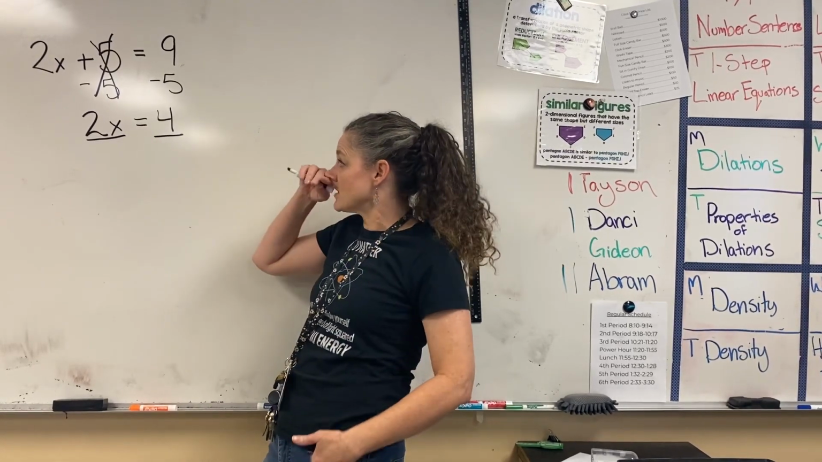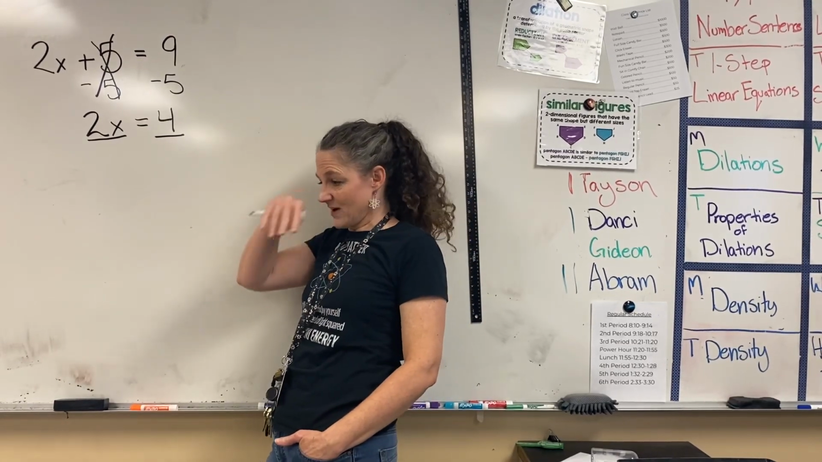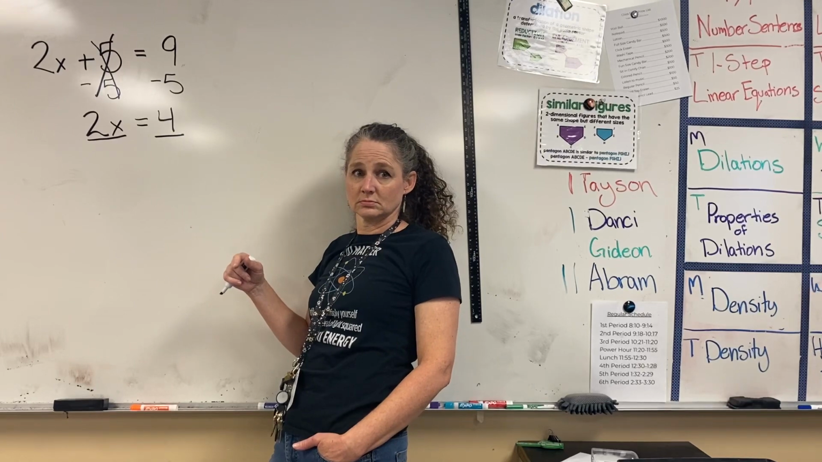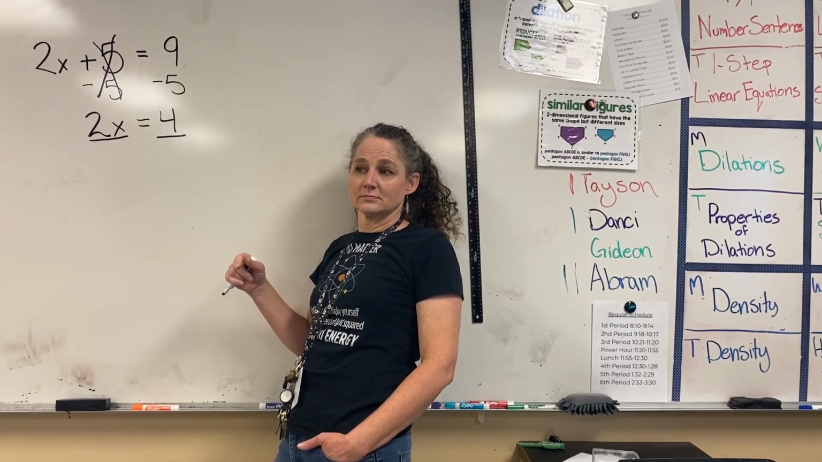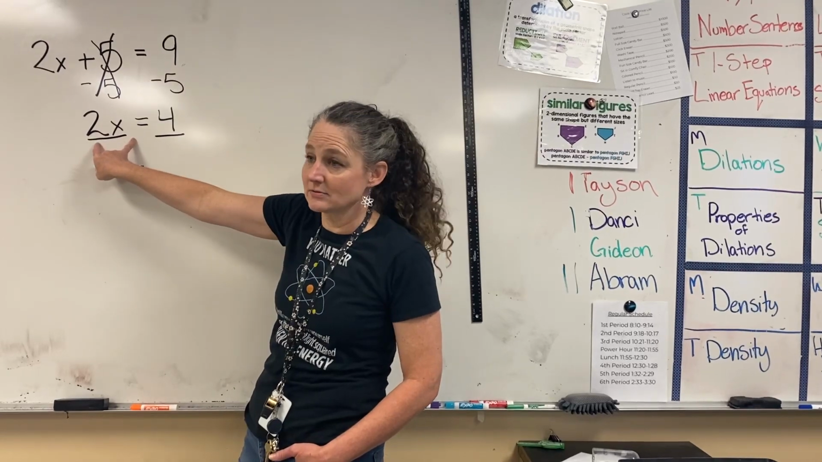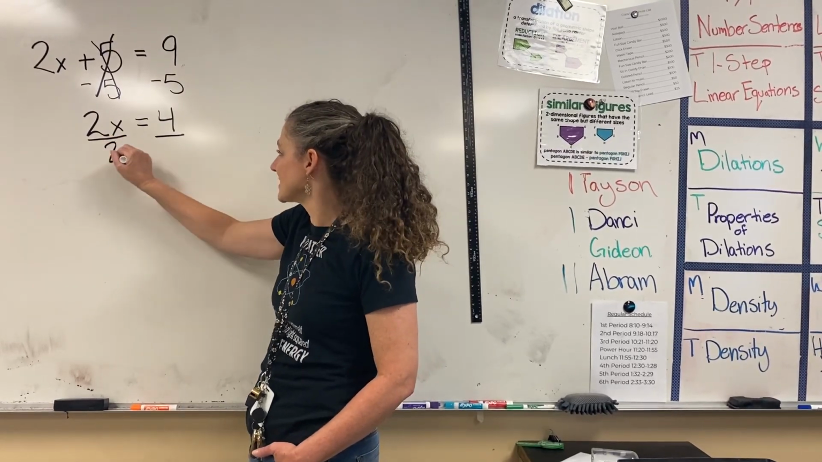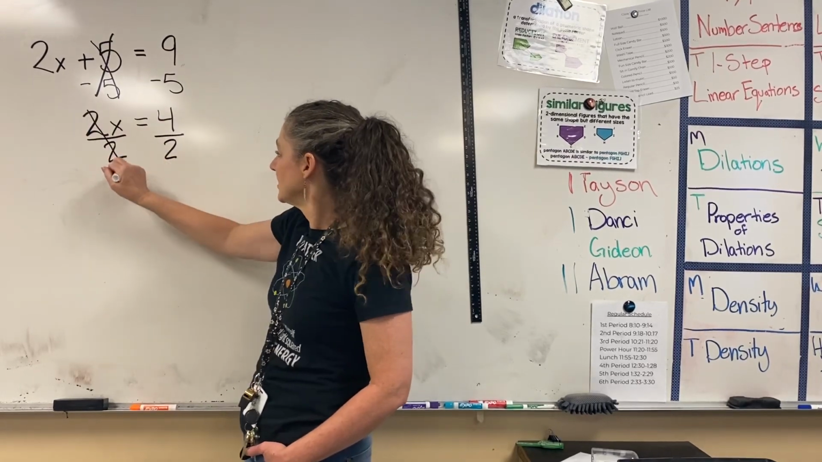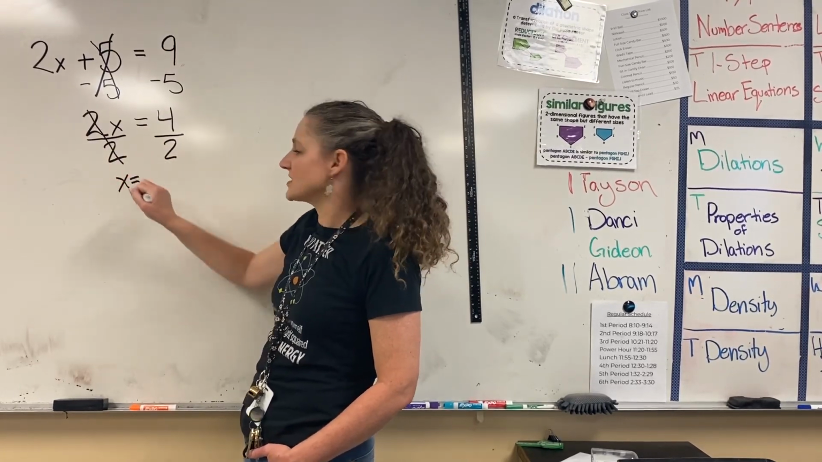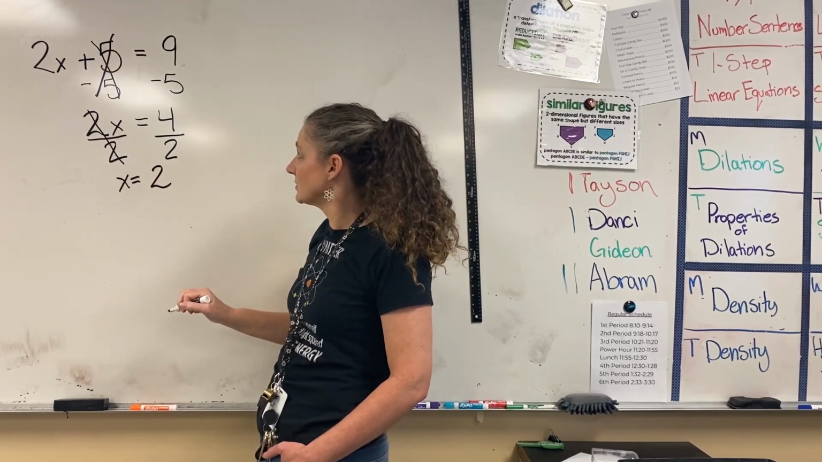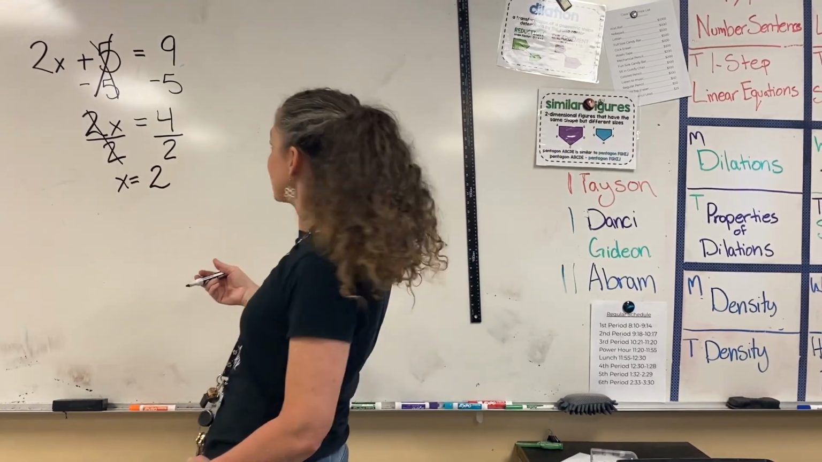Well, okay, so yeah, we know that we need to divide, but what do we divide by? 2 or 4? Why 2? Because that's what I'm multiplying by. So I'm going to divide by 2 because I need to get rid of the 2. I don't need to get rid of the 4. So what's 4 divided by 2? 2. So what does x equal? 2. And can we substitute this back in to check?